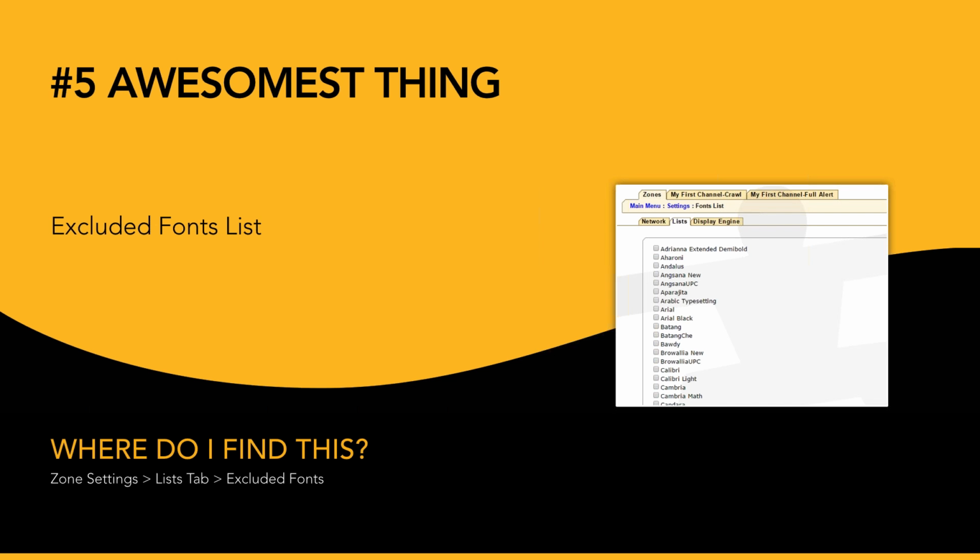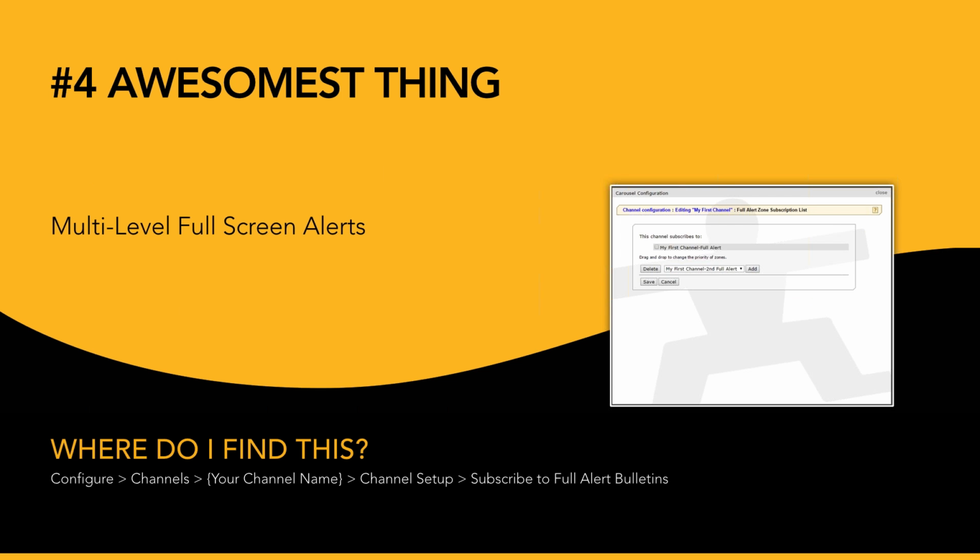Number 4, and getting a little bit more technical now, we have multi-level full screen alerts. And this is one of those options that was added back in Carousel 6. So many people know that the system can do it, but they don't really know how to utilize it or really how best to set up their system. And again, this is going to be utilized inside of our channel configuration menu.